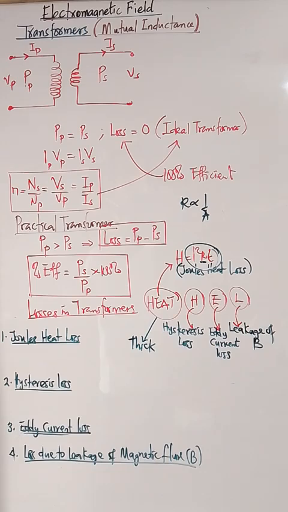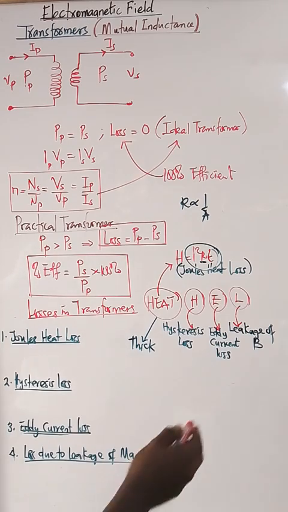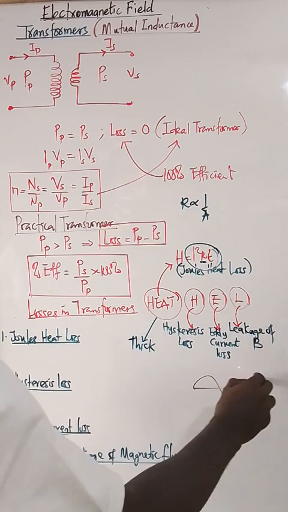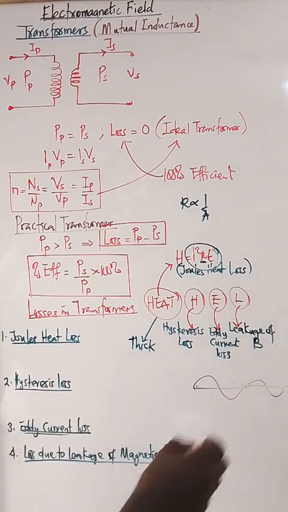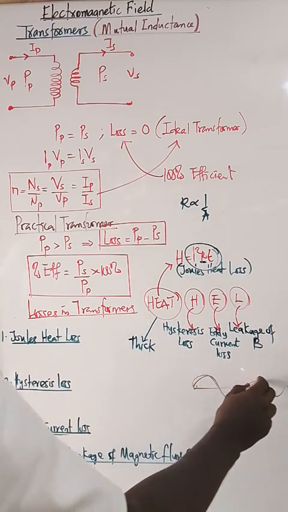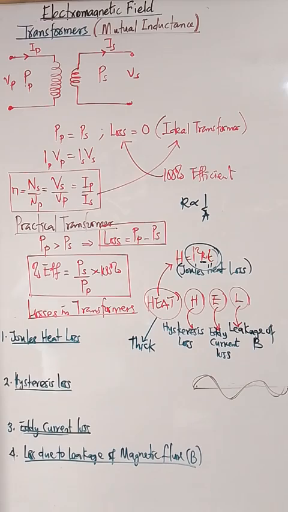Inside this transformer we have what? A soft iron core. When AC is flowing, the AC current has a frequency. Sometimes it goes up, sometimes it goes down; it's sinusoidal. So we are going to have an average current, and similarly we are going to have magnetization and demagnetization occurring simultaneously, from time to time. That's what we call hysteresis loss.